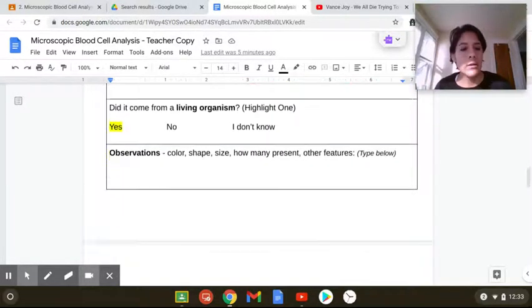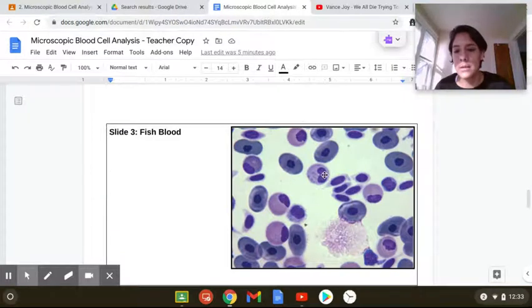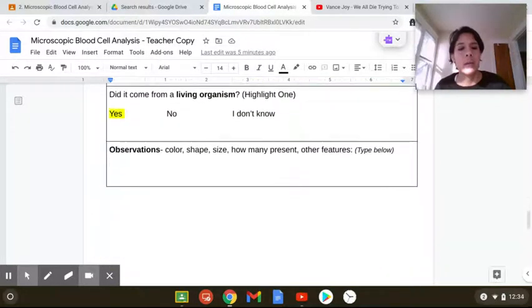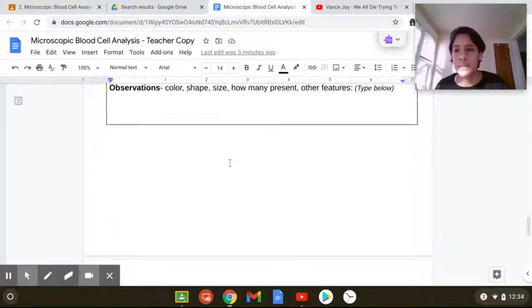Okay, and then you're going to go ahead and describe the fish blood cells. These look a lot different. They're different colors. There are 3 different cells in this slide here. You have the oval ones, you have the circular ones that I think kind of look like eyeballs, and you have these long skinny ones here. They're all blue in color. They have different shapes. Some of them are smaller than others. So you can write about all of this down here in your observation sections.